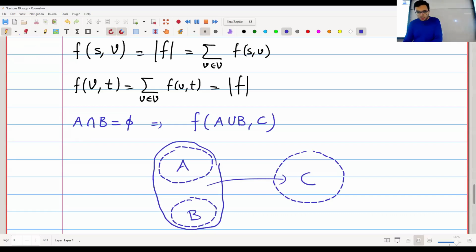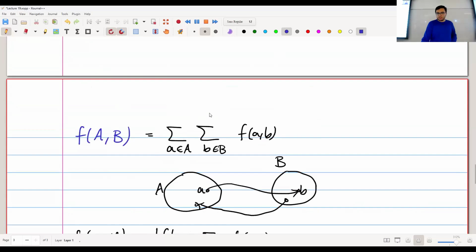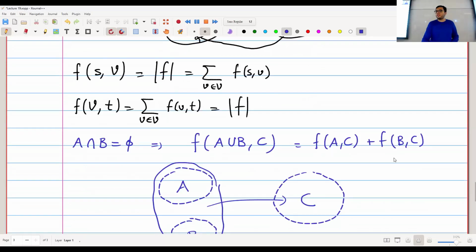Okay. Yeah, so this is just the flow from A to C plus the flow from B to C. By the way, I'm only assuming that A and B are disjoint. In this picture, C is also disjoint from them, but this doesn't have to be the case. And again, you can prove this by just following the definition. So this was our definition. Just follow the definitions. Write the sums, they're the same thing. Okay.